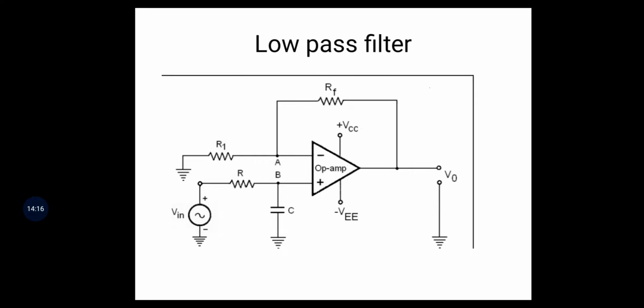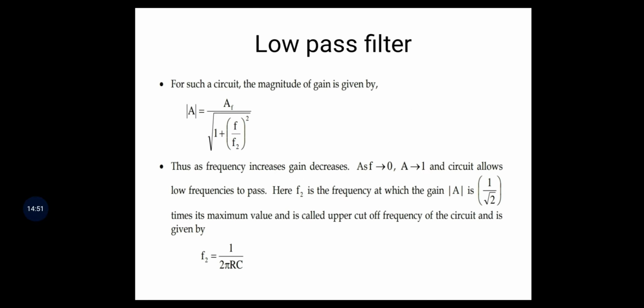This is the active low pass filter. In this circuit there is a capacitor C, the input voltage V in, a resistor R, a feedback resistor RF, an op amp, and then the output voltage V naught.